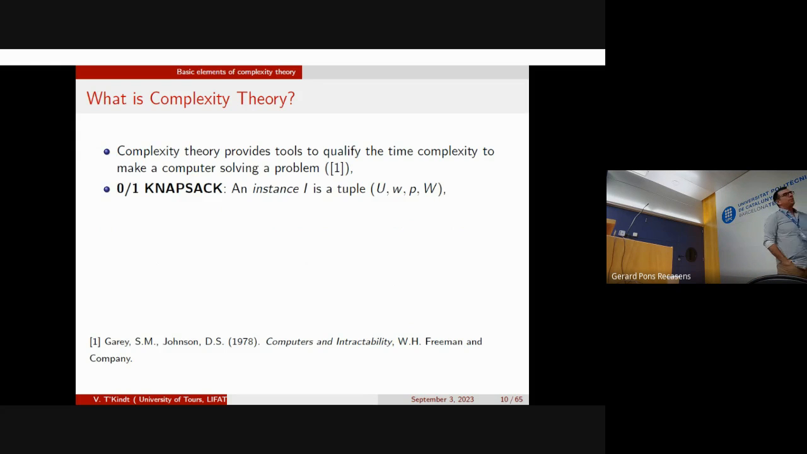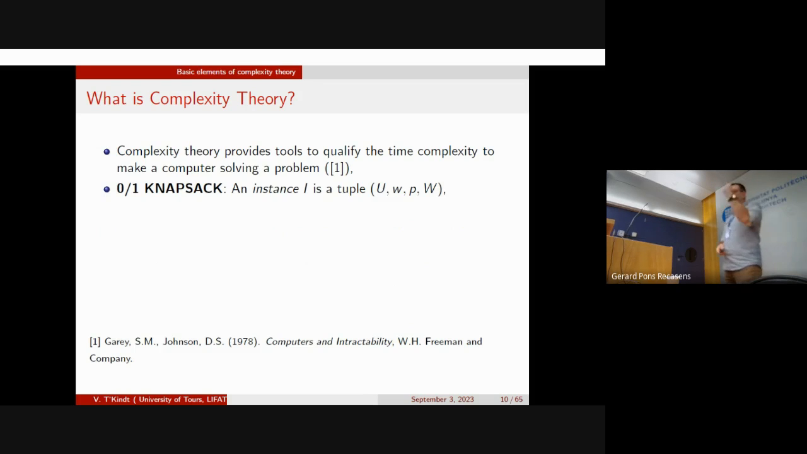So I need to define several notions before giving you the valid definitions. Take the knapsack as an example. We have the notion of an instance I. An instance is the collection of data that you are given as the input of your problem. For the knapsack, an instance is the set of objects, the weights of all the objects, the profit of all the objects, and the total capacity of the knapsack.